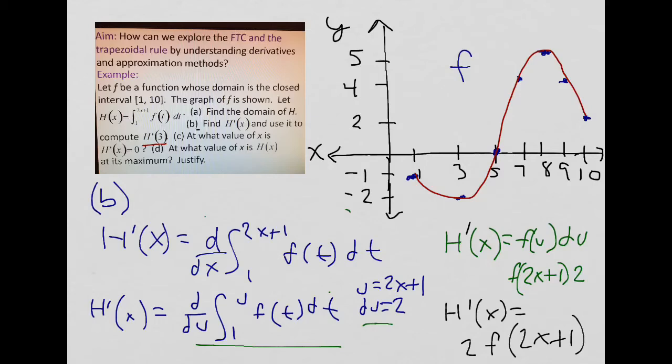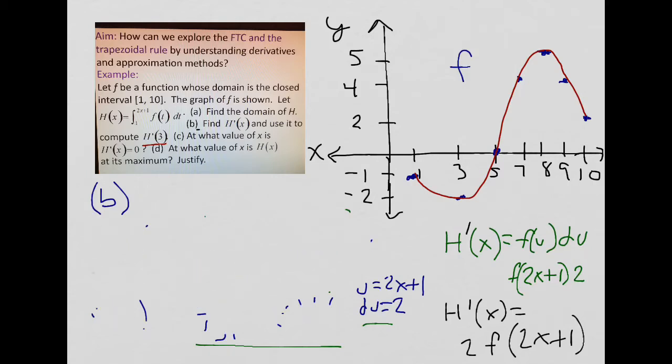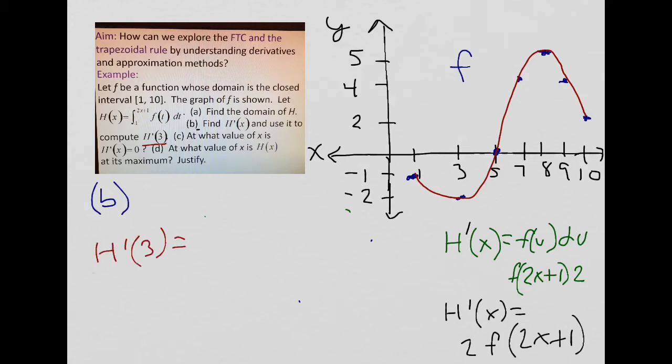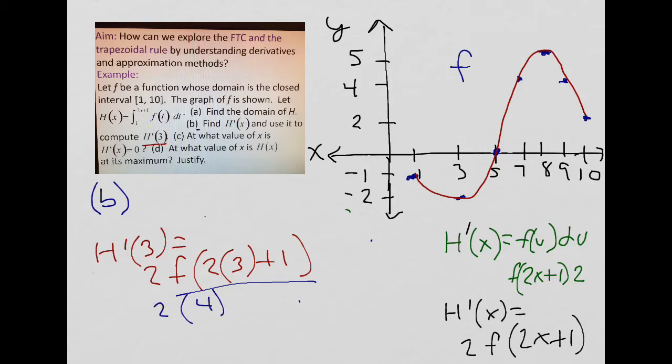Okay, hopefully I didn't lose you yet. So now, by using our u substitution for FTC part 1, we got h prime of x, so now we need to find h prime of 3. And I ran out of space, so I'm going to erase this. And we get h prime of 3 to be 2 times f of 2 times 3 plus 1. So that's actually saying f of 7, okay? f of 7 is 4, so 2 times 4 is 8. Okay, so that's our final answer for part B. We're up to part C.